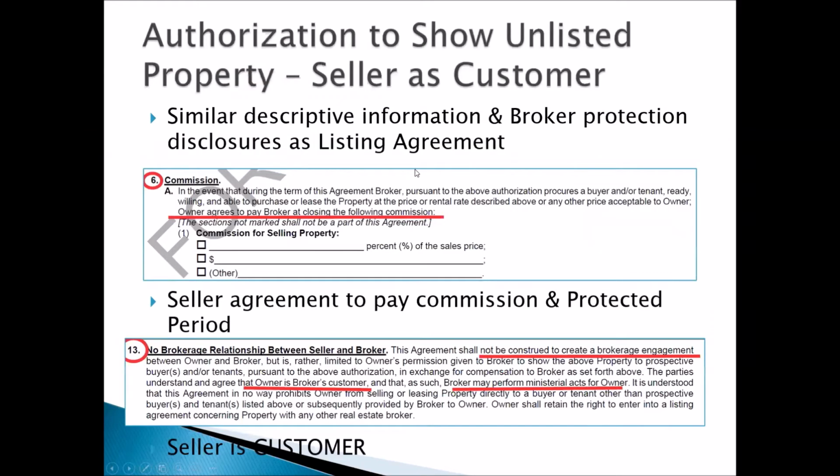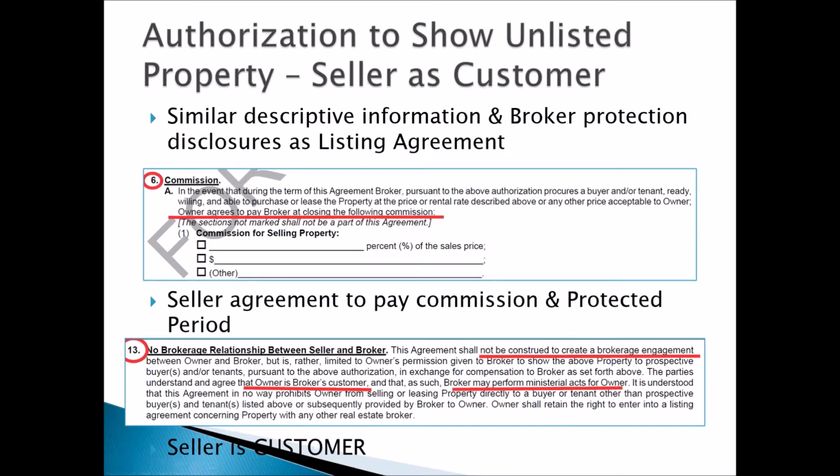All right. And then, of course, it goes on. I don't have it here, but then you would list any consumer brochures, and you sign, and the seller signs. I'm going to cover the consumer brochures a little bit later.